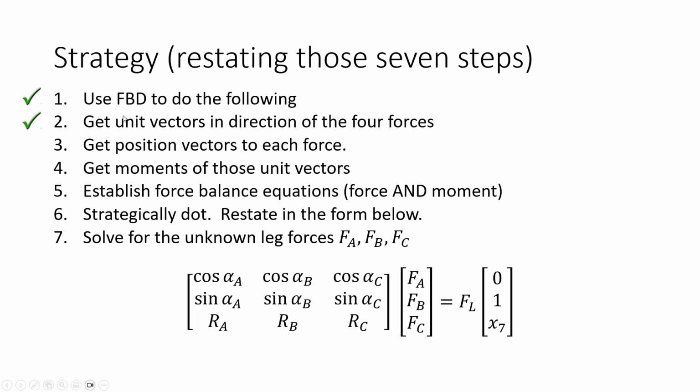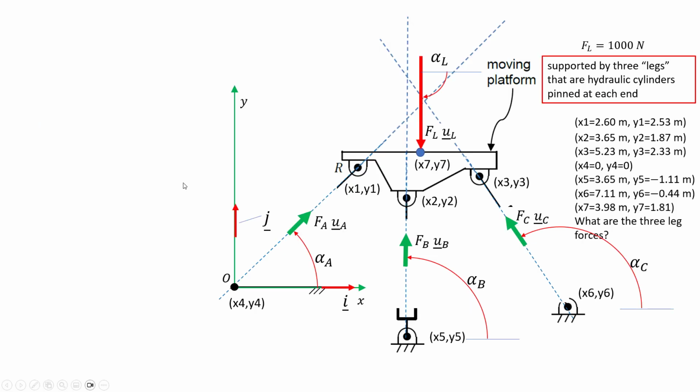All right, so we've got our free body, we've got our unit vectors and the direction of the forces. So next we're going to get position vectors and then moments of the unit vectors. Here I've redrawn the free body. My position vector for the A leg is going through the origin, so I'm good to go there. And I'm just going to use the fixed pivots for the B and C leg. That's pretty straightforward. And then for my load, I'm going to use x7, y7. That's what's given.